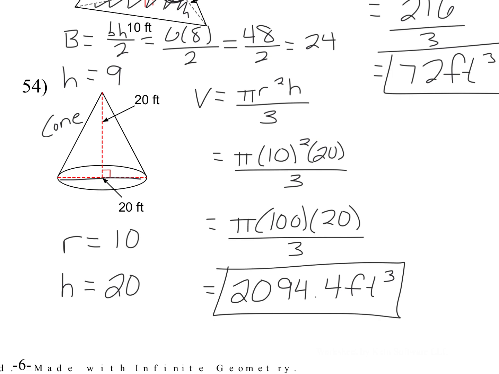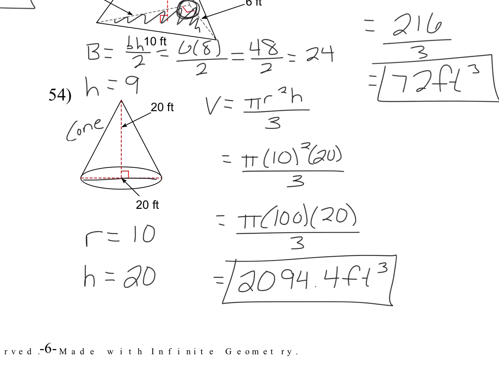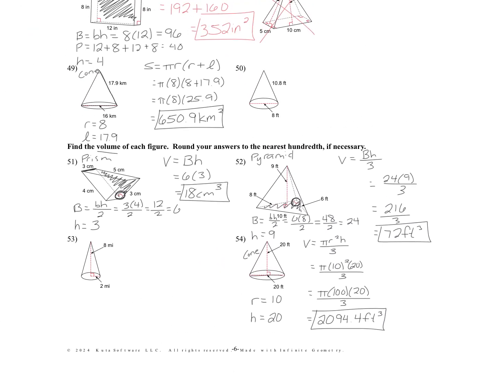So, area is labeled with what? How do you label area? Squared. How do you label volume? Cubed. Okay, and then how do you get the name of a figure? What do you look at? The base. The base shape. Okay, any questions about chapter 9?